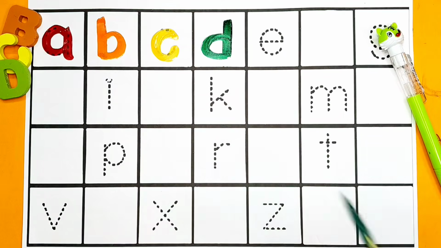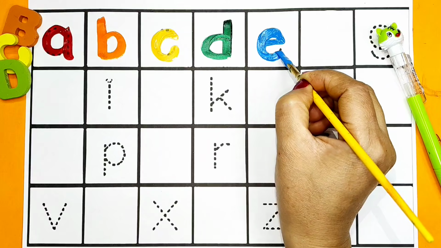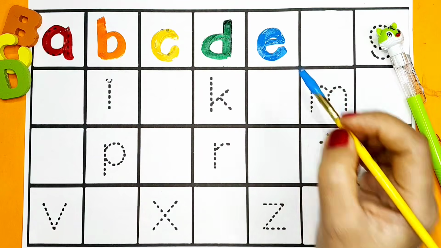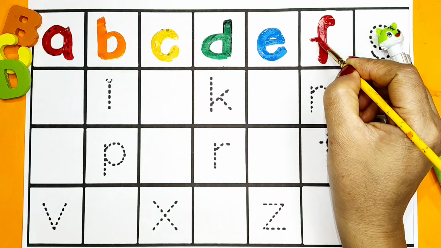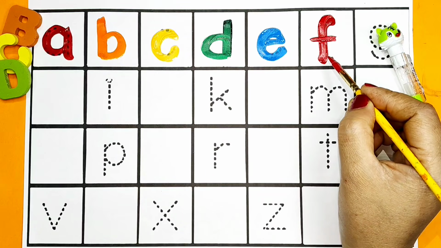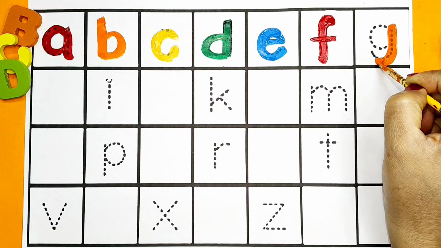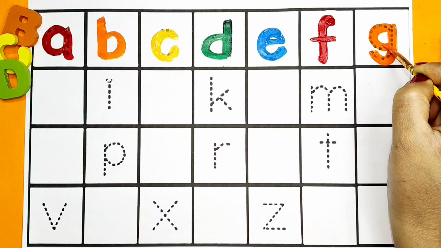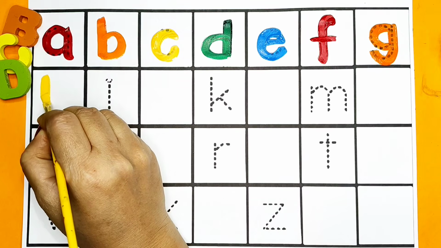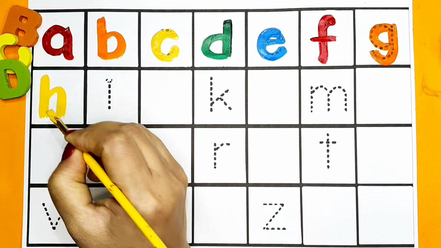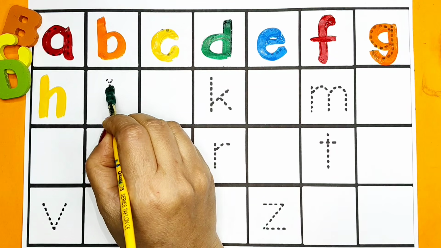D. D for dog. Sky blue color. E. E for egg. Red color. F. F for frog. Orange color. G. G for goat. Yellow color. H. H for hen. Dark green color.